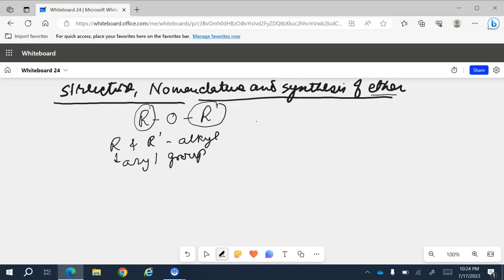For example, when we have two CH3 groups connected to oxygen, this is one example of ether. Or you can have the aromatic ring, for example, attached with the oxygen, and then say here CH2CH3. This is another example of ether.